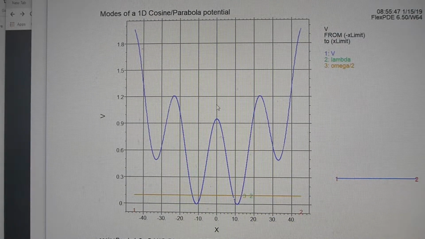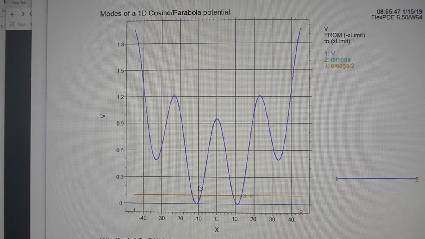The Schrodinger equation is... The solution of the Schrodinger equation for a parabola is a simple product of an exponential, a Gaussian, times a Hermite polynomial. In this case we have potential wells on both sides of 0 here, two on each side.